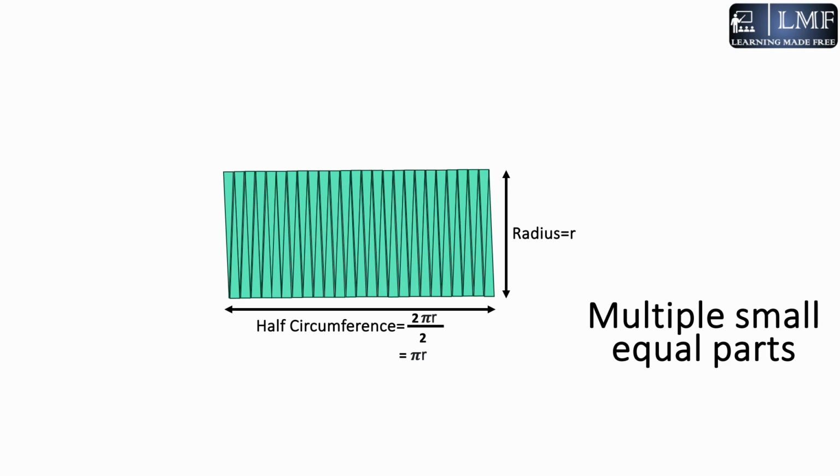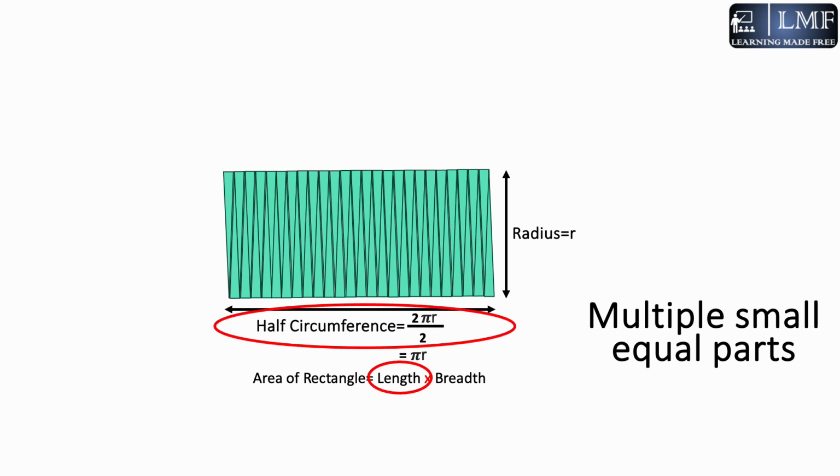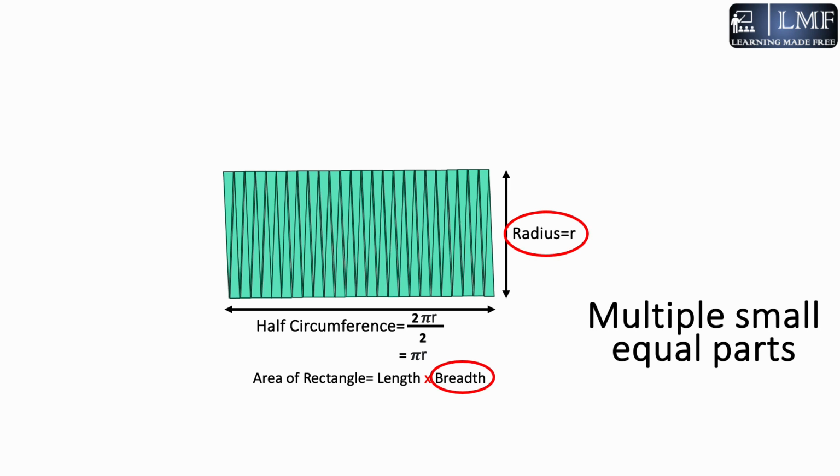Now the circumference of the circle is equal to 2 pi r. So each of these halves at top and bottom would mean that the length of these parts is equal to pi r. We also know that the area of a rectangle is equal to length into breadth of the rectangle. In this case, as you can see on screen, the length of this rectangle is equal to pi r, and the breadth of this rectangle is equal to the radius of the circle.